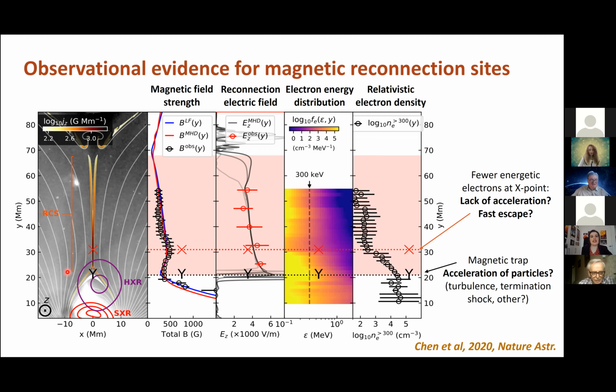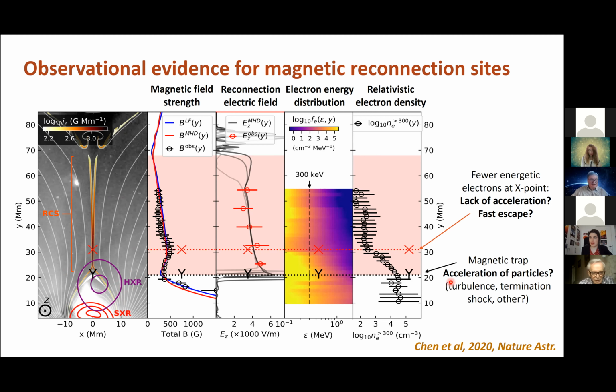But the other thing is that we have here the Y point, which is the top of the arcade of loops that can be seen in EUV. This is where we also have the hard X-ray emission, so from energetic electrons. And this is first a place where the magnetic field is a bit lower. And this is a place where we have more energetic particles.